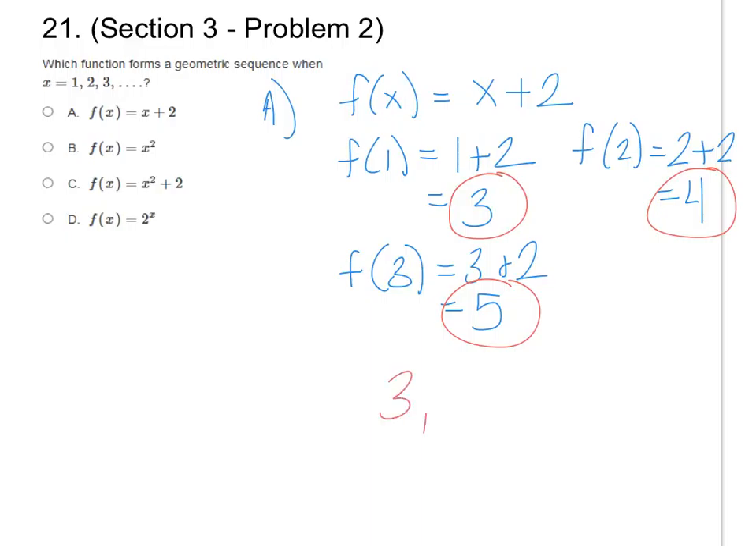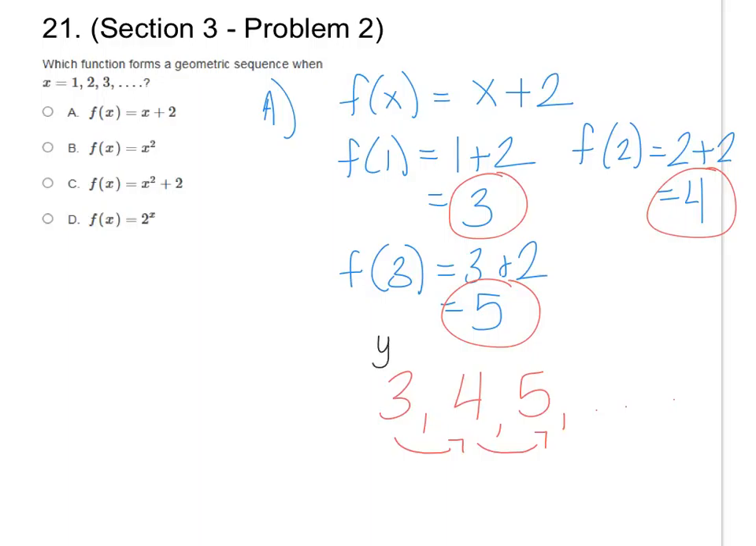So if those are my first three terms of the sequence, and then this would continue, the question is, is it geometric? Geometric means I would be multiplying by the same number. So I would multiply 3 by the same number to get 4, 4 by that same number to get 5. Now, sometimes it's easy to see if there's a common ratio, and sometimes there's not. So if you're unsure, this is where we would take a term and divide it by the term before it.